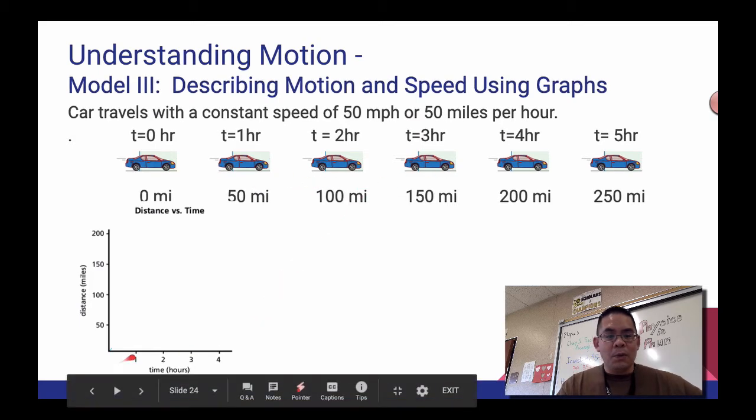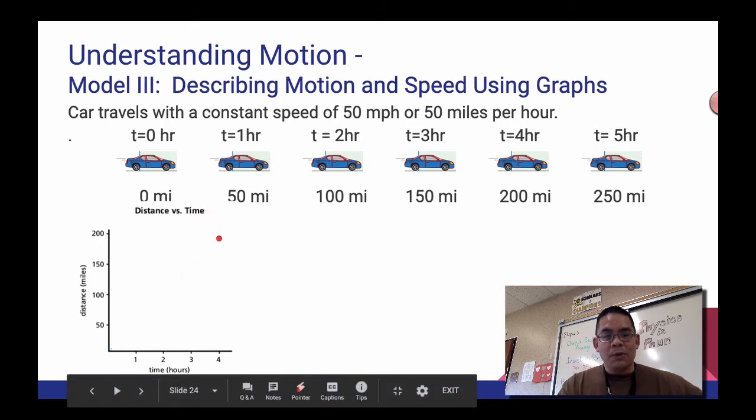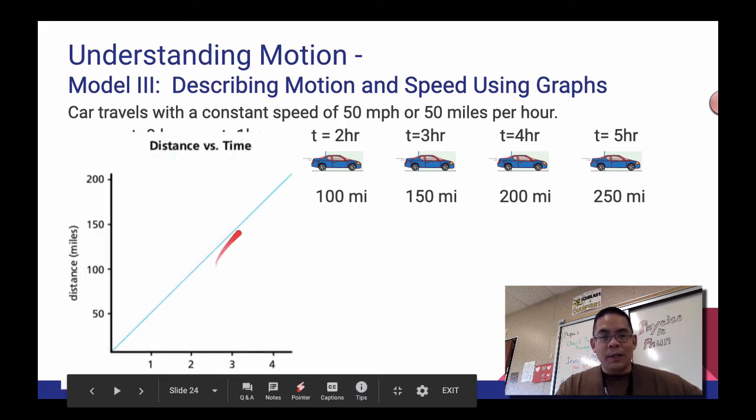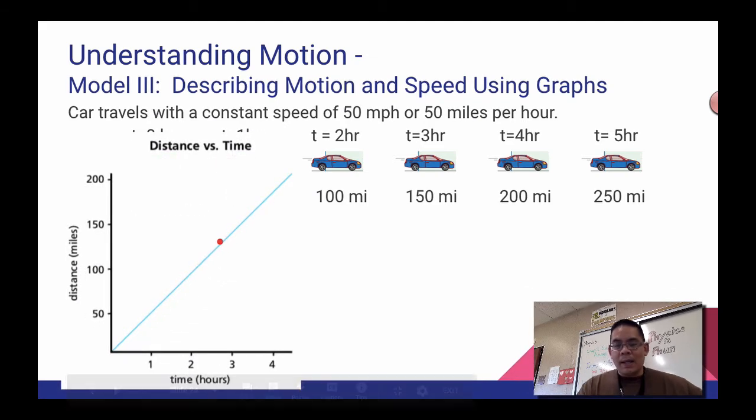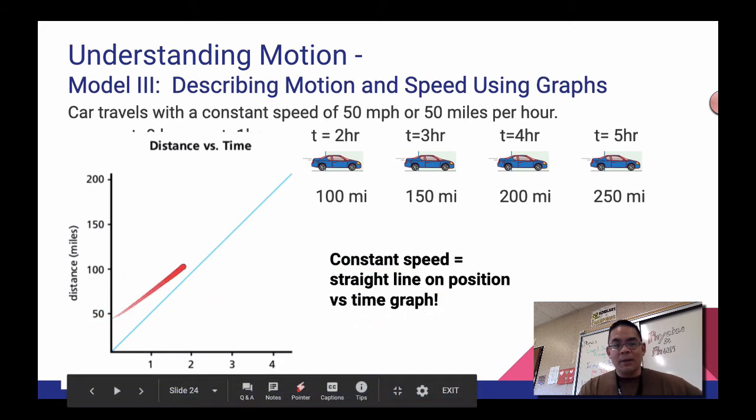Well, if you go to 1, it should be at 50. If you go to 2, it should be at 100. At 3, it should be at 150. And 4, it should be 200. And when we graph that, it looks like a straight line. So in general, anytime you have something moving at constant speed, you will have something that moves along a straight line just like this one. And basically, constant speed means a straight line on a position-time graph, or a distance-time graph. So you get a straight line.